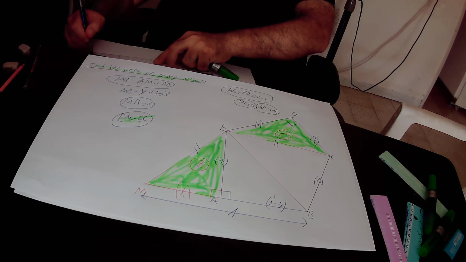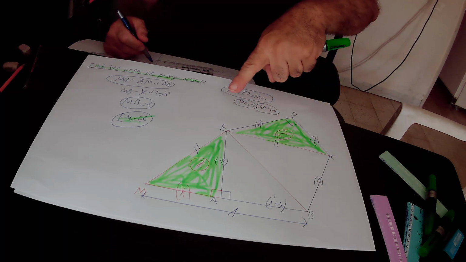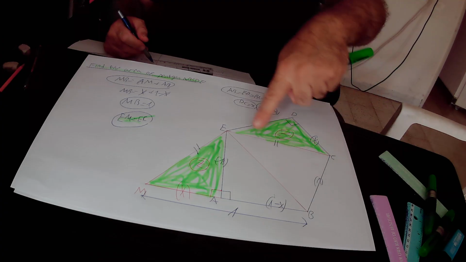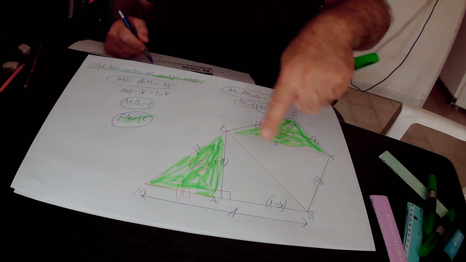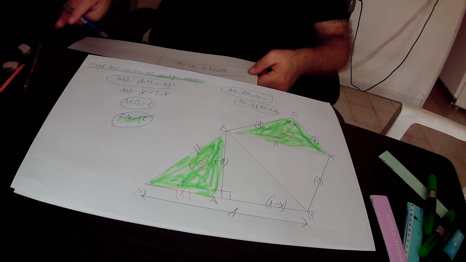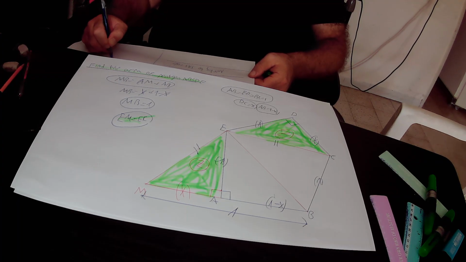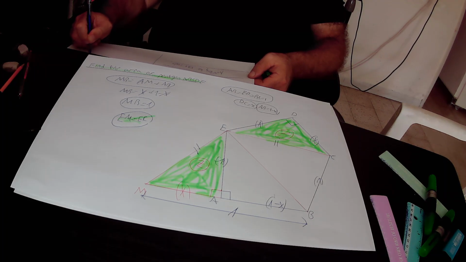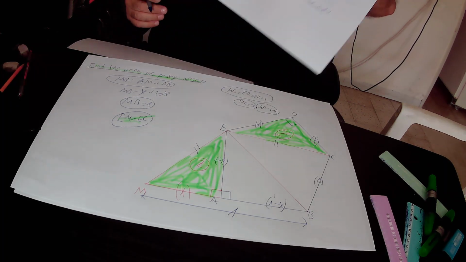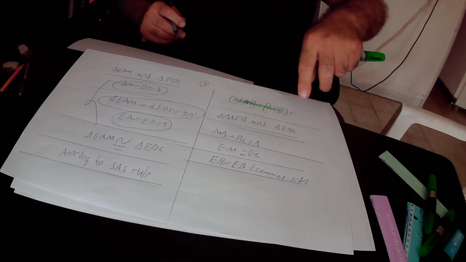And finally, EB is a common side that belongs to both triangles. You can see that EB belongs to triangle EBM and EB also belongs to triangle EBC. So you can write down that EB equals itself, a common side that belongs to both triangles.